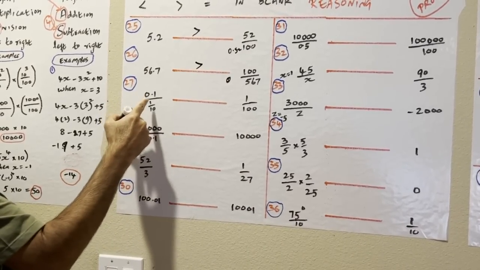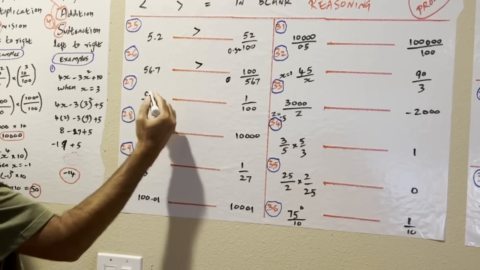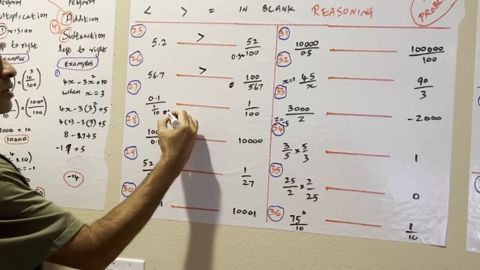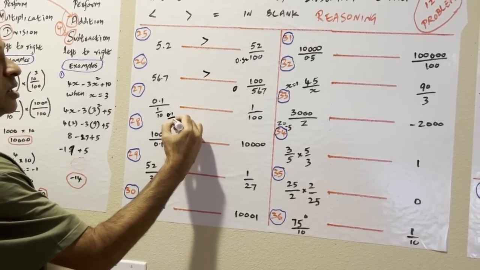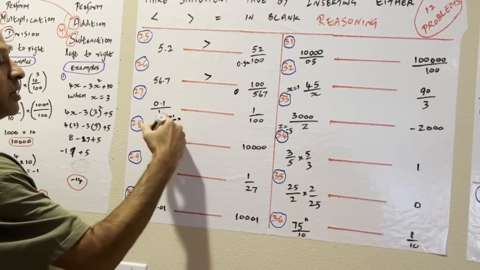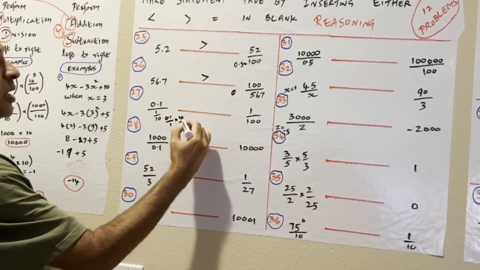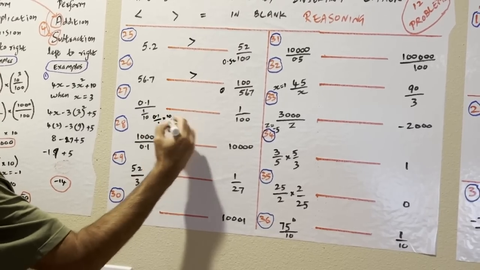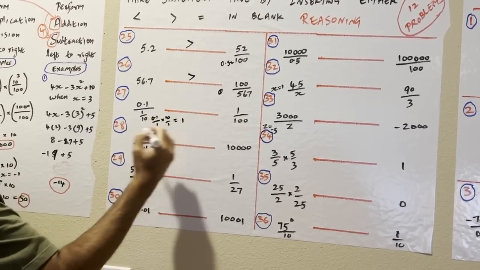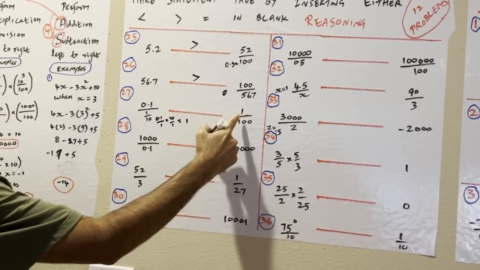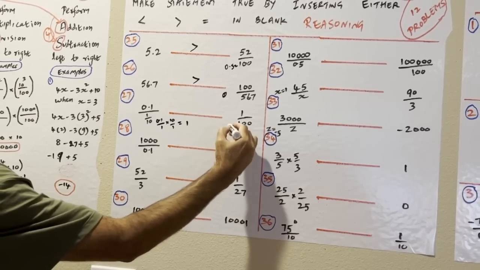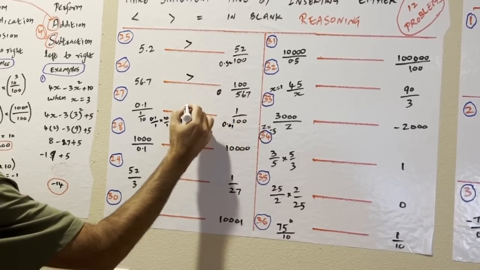Here, 0.1 divided by 10. What you have to do is 0.1 divided by 10 equals 0.1 times, you have to reverse it, 1 by 10. So this equals 1 by 100. It's a fraction here. This is 0.01. Obviously this is greater.